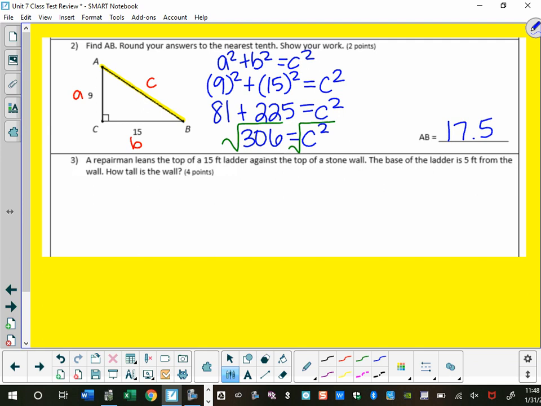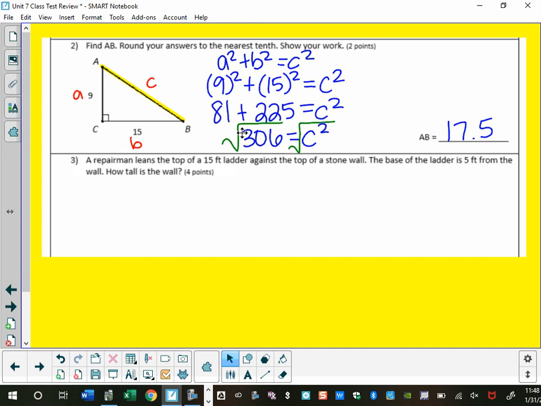And also, take a look at your picture again. Does it make sense to have one side 9, one side 15, and the hypotenuse 306? No, those numbers aren't even in the same category. So don't get confused and don't just stop here. You have to keep going to get your square root.